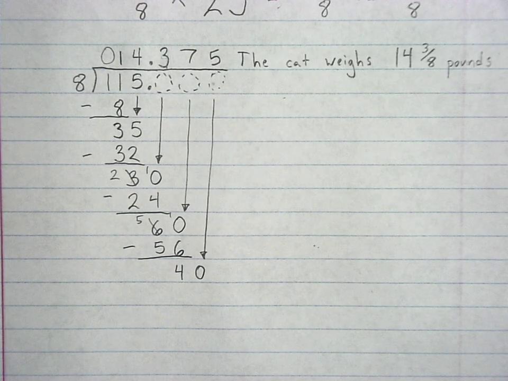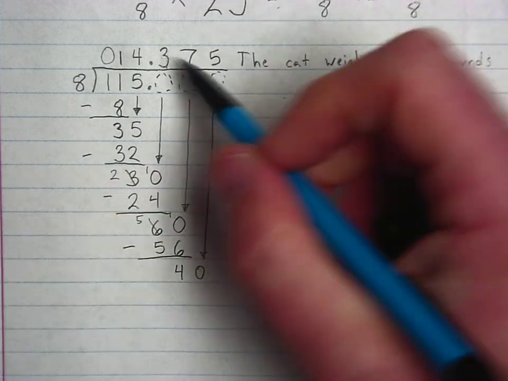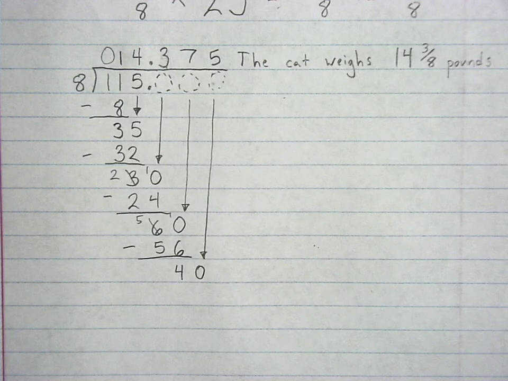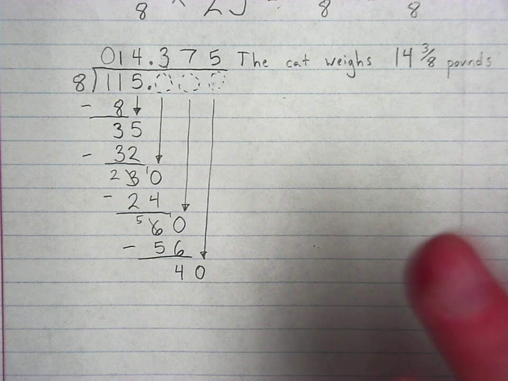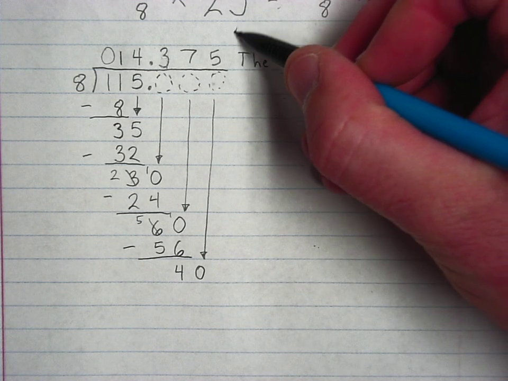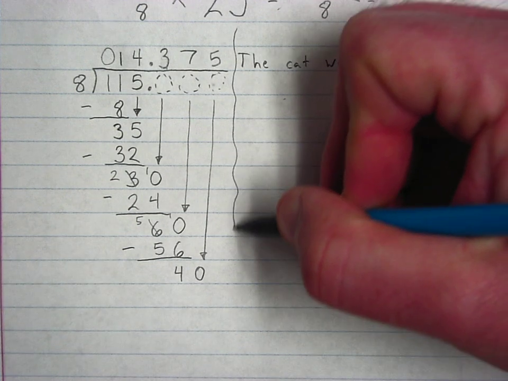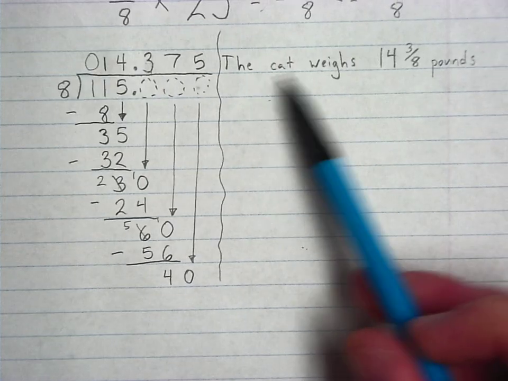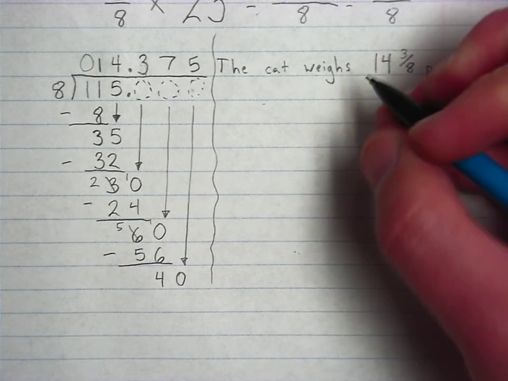5 times 8 is 40. Now, I would normally go through and subtract that out, but just to make sure we have space for our next problem, I'm going to leave it alone. So, a little divider here. Okay. We already know the cat weighs 14 3/8 pounds.